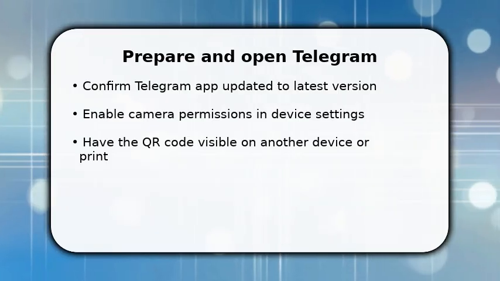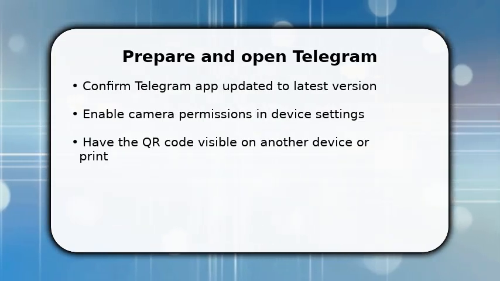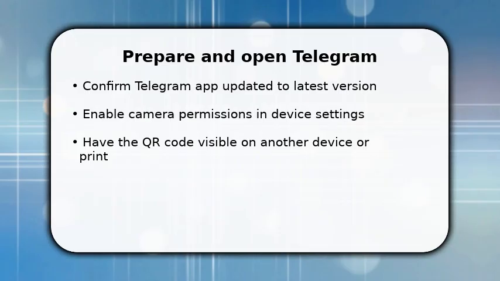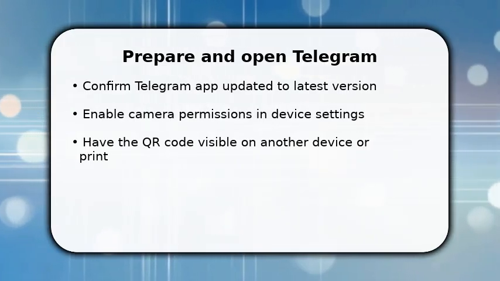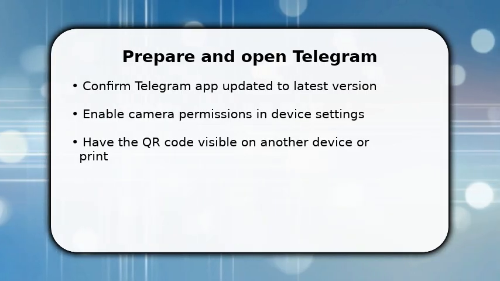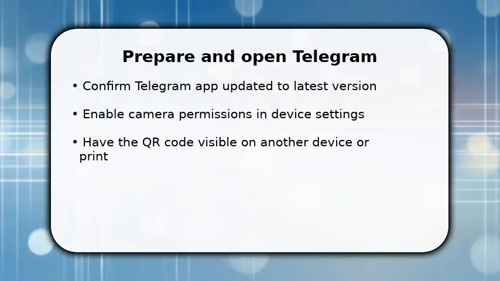You start by making sure Telegram is up to date and that you've granted camera permission. This allows the app to access the scanner immediately. Open Telegram and tap Settings or the profile icon to reveal the QR scanner option. On mobile, it's under Settings, Devices, or tap the QR icon near Search.